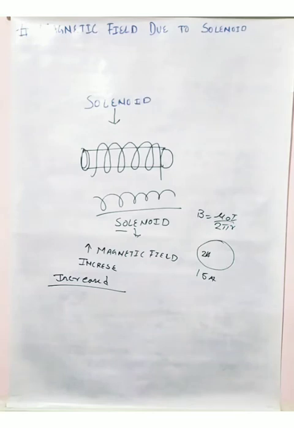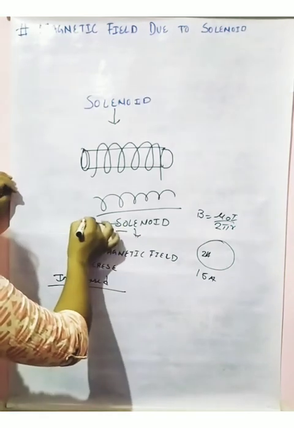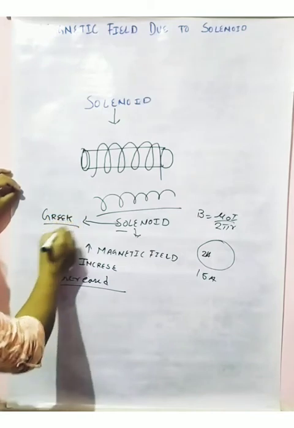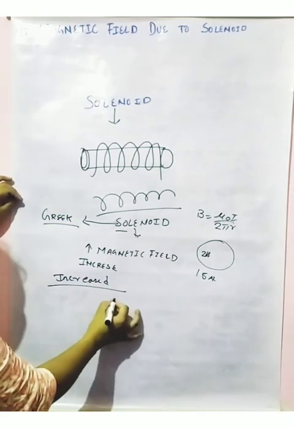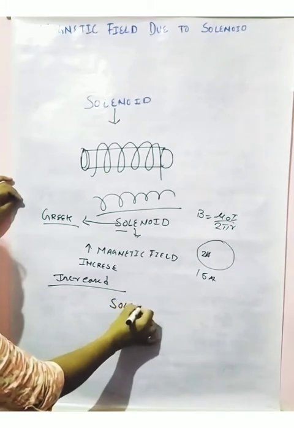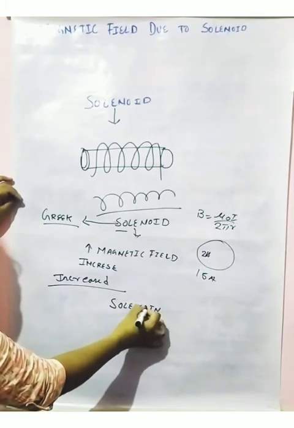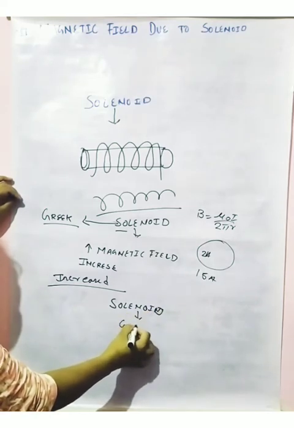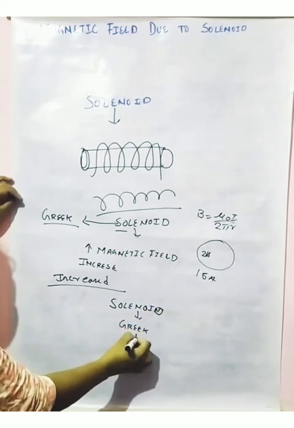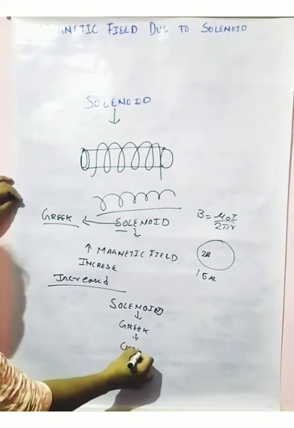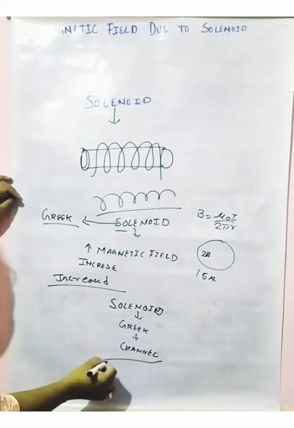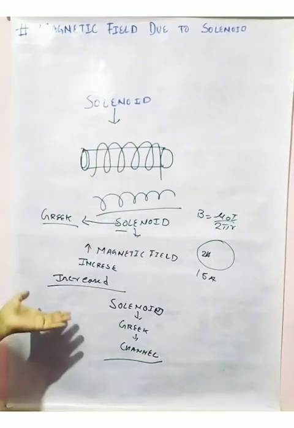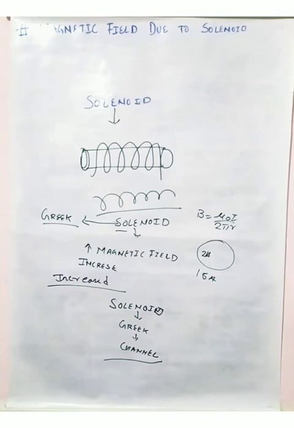Now, the word solenoid is derived from a Greek word which means channel. It provides a path for the current to increase its magnetic field, because moving charges produce a magnetic field.